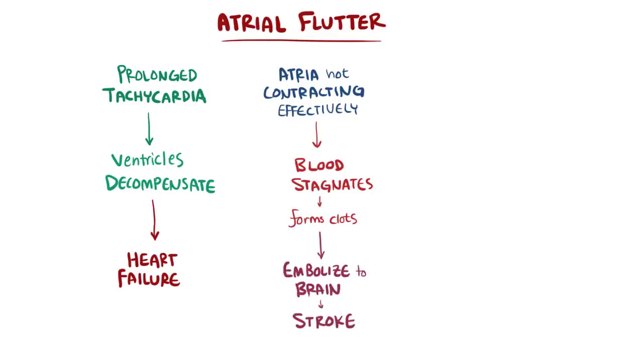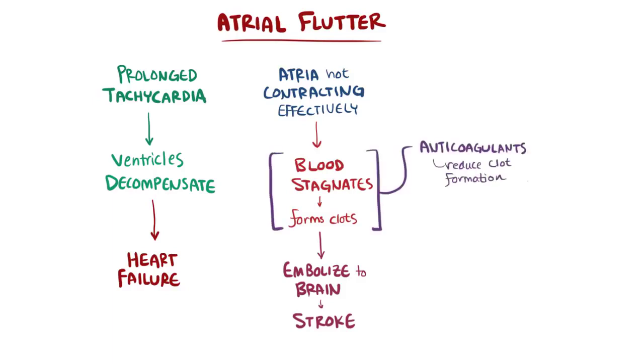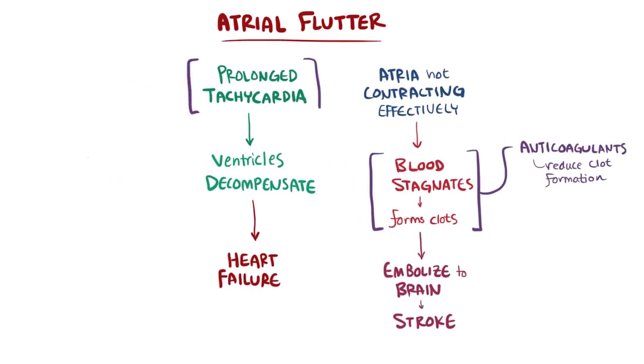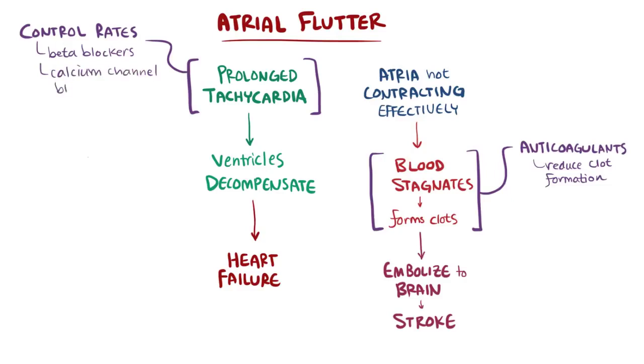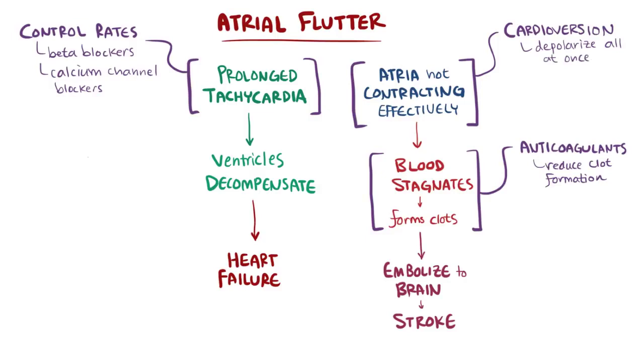Usually, because of the potential for embolism, people with atrial flutter are given anticoagulants, or blood thinners, to reduce the chance of clot formation. They might also be given medications to control rates in the ventricles, like beta blockers or calcium channel blockers. Alternatively, an electrical cardioversion can be performed to stop the episode of flutter. These essentially depolarize all the atrial tissue at once and let the sinus node take control again.